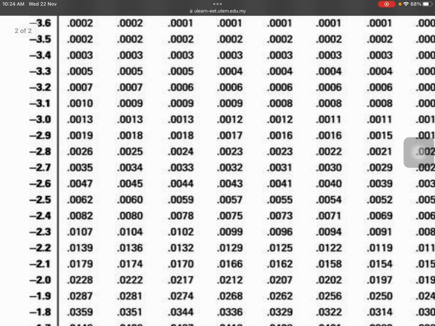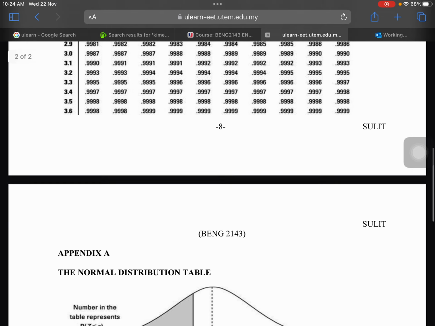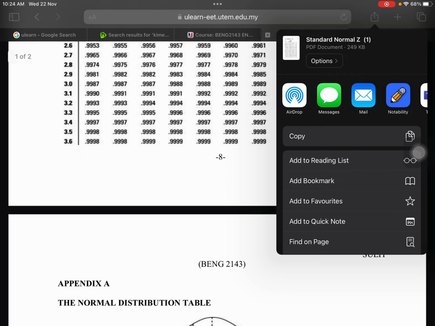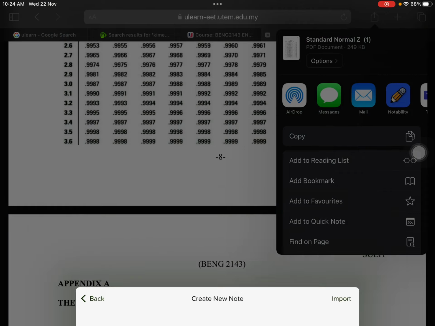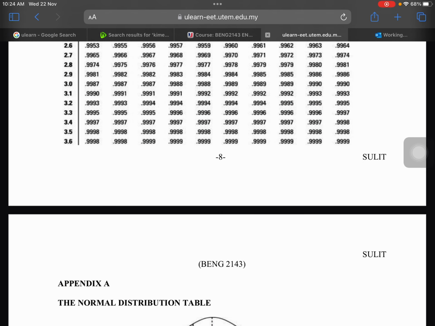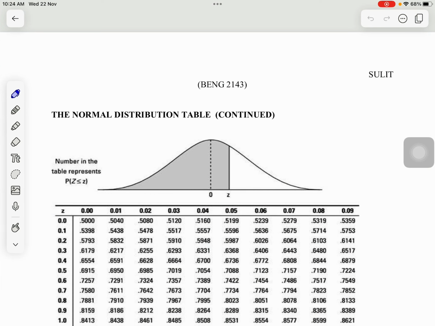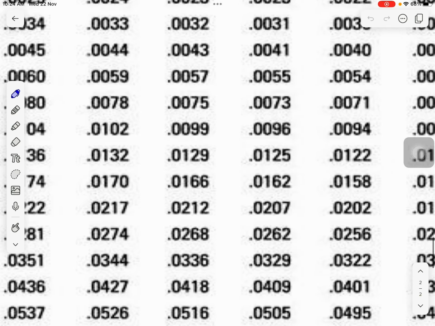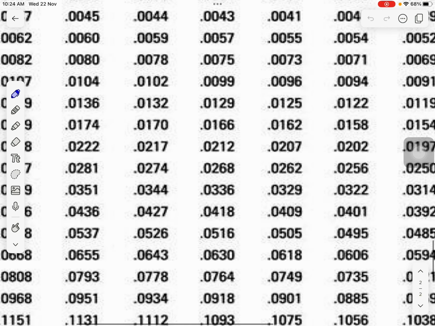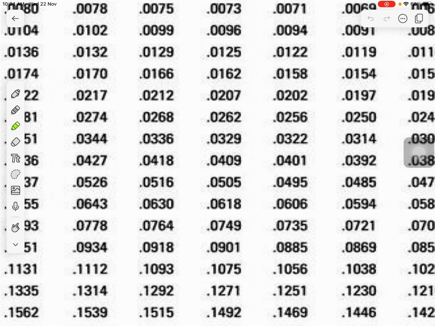is somewhere. Okay, so let's copy this to the Notability. Create new note, import, done. So I will open this one to help you to find the 0.05 area. So 0.05, where is the 0.05? So it is somewhere here. Sorry, this one.